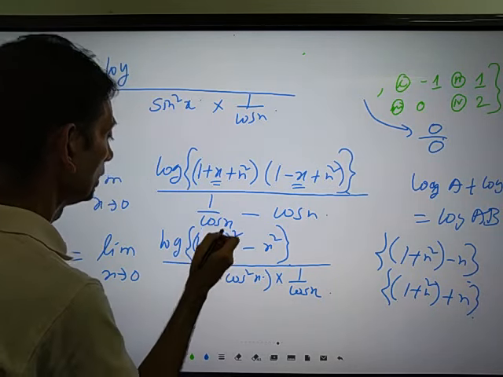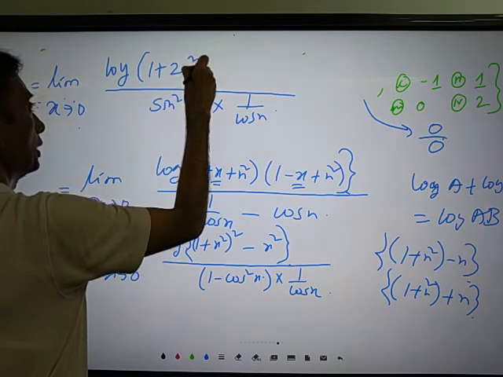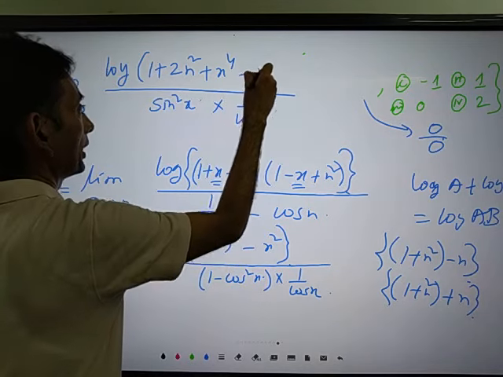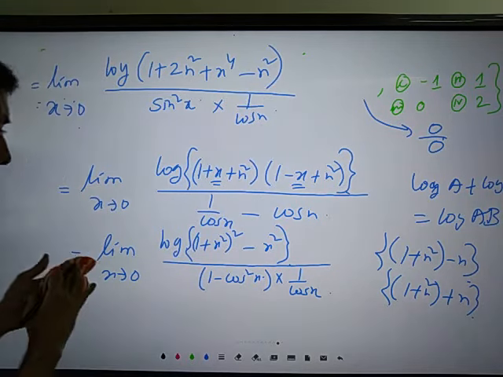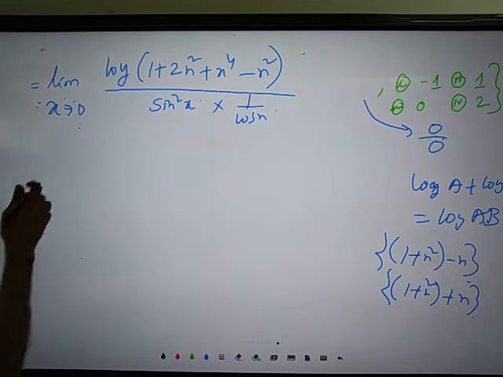1 plus x squared. So we'll be using a plus b whole square formula. This is 1 plus 2x squared plus x to the power 4. 2x squared plus x to the power 4 minus x squared. Done. Okay. So what's the next? Right, let's move to the next steps.